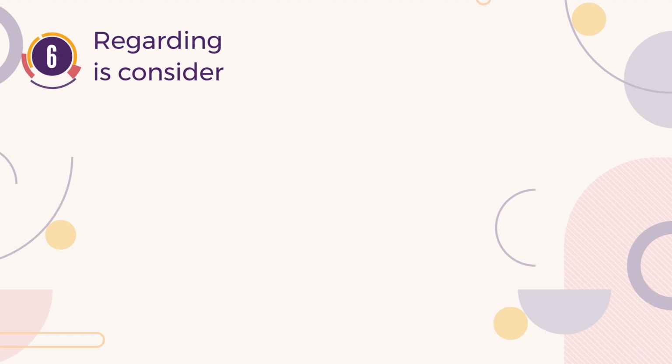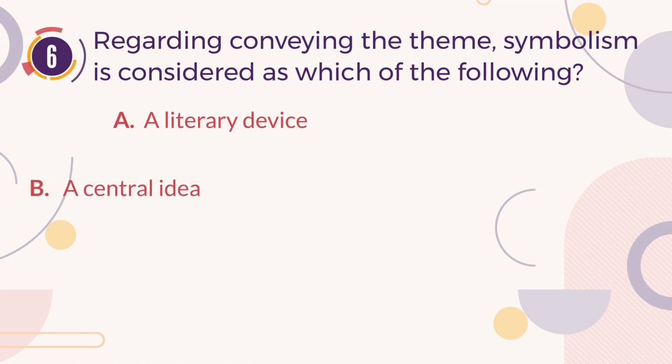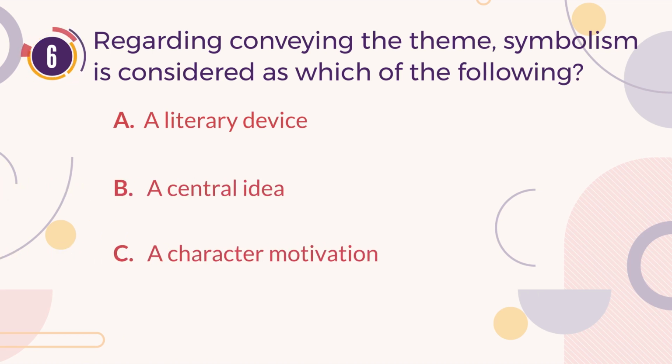Number 6. Regarding conveying the theme, symbolism is considered as which of the following? A. A literary device. B. A central idea. C. A character motivation. D. A point of view.